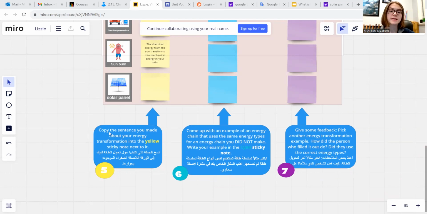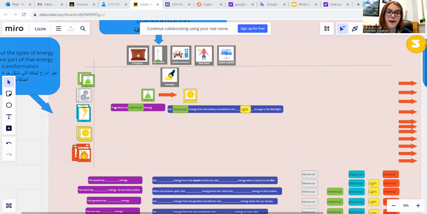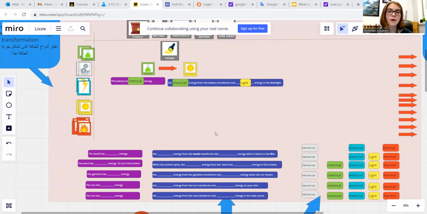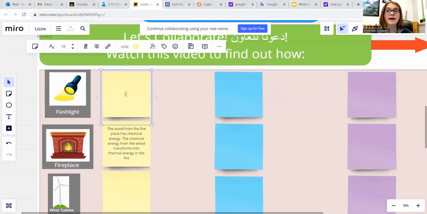Step 5 says to copy the sentence we made about our energy transformation into the yellow sticky note next to it. If we remember from the last video, the example I did was about the flashlight. The sentence I made was: the battery has chemical energy. Well, the two sentences: the chemical energy from the battery transforms into light energy in the flashlight. So I'm going to go down to the flashlight example here and click on the sticky note next to it. You can scroll back and forth as many times as you need to remember what you said.